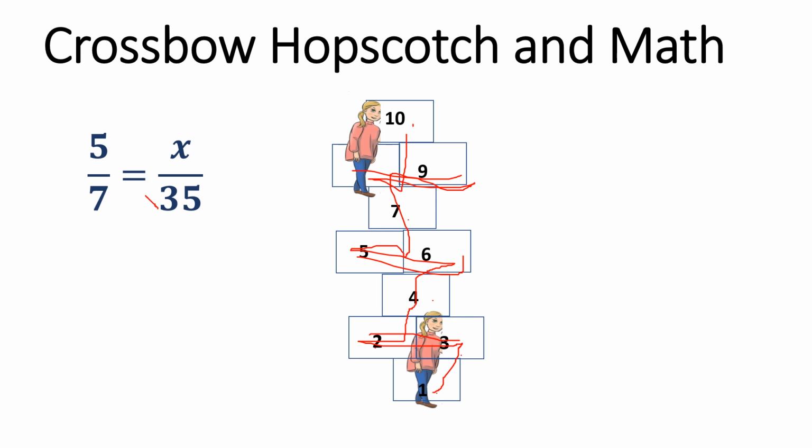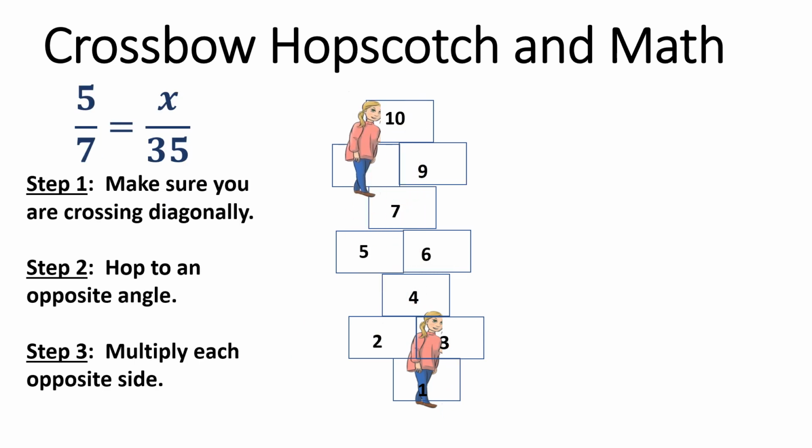You're going to take one number here across to this side, and then the other number over here to the other side. So if we were to do this, we would simply look at our steps. Make sure you are crossing diagonally, that's here. So you're going to do 35 times 5, and you keep your equal sign in the middle.